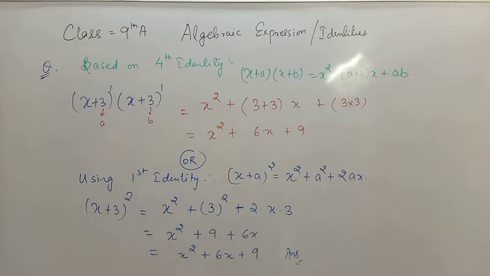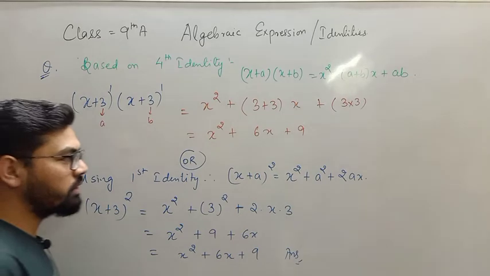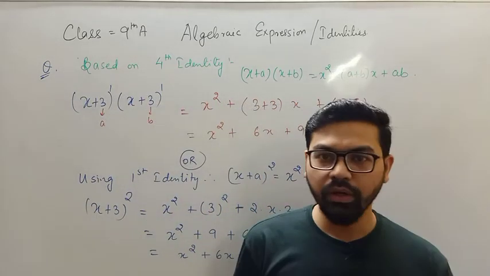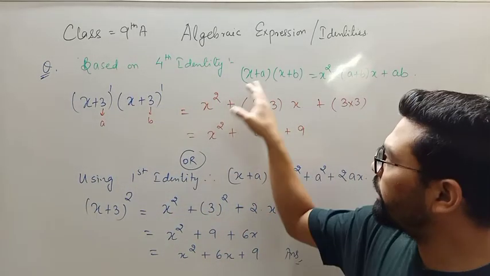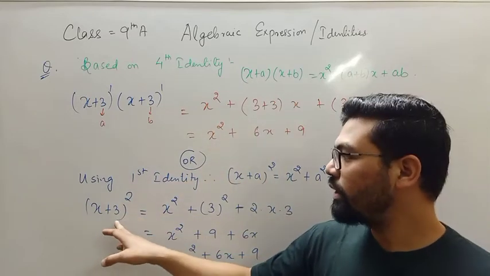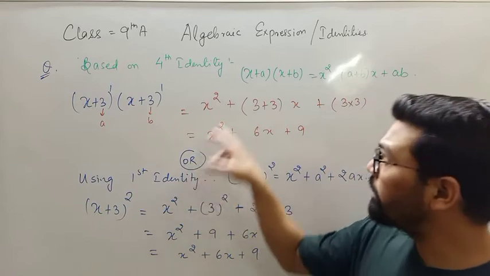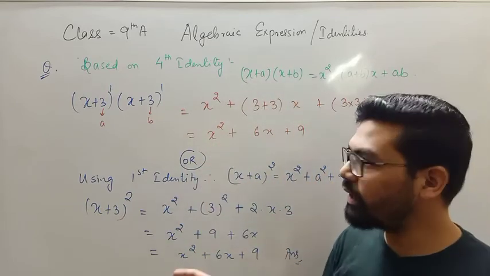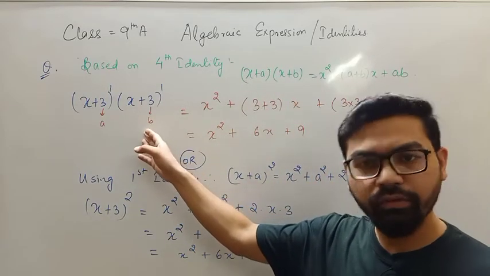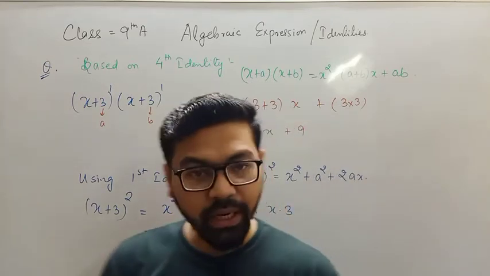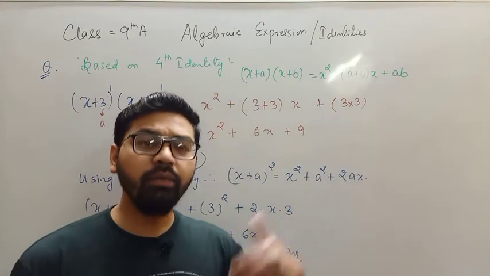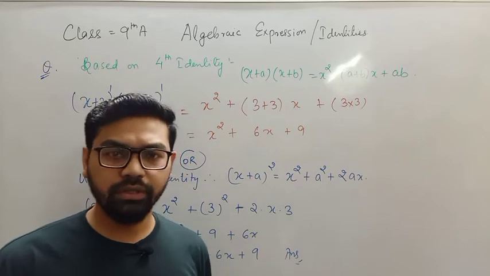So this is how you can apply identity first and identity fourth in the questions as per the conditions. I mean, if a and b are equal, then you can use first identity, that is (x plus y) whole square, and if a and b both are different, in that case you can apply identity fourth. Or you can simply write identity 4 is nothing but a manipulation of identity first.